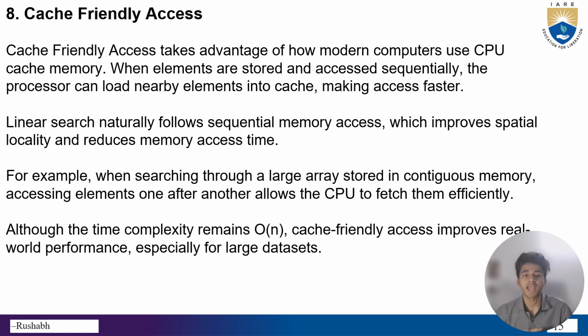Cache-friendly access. Cache-friendly access takes advantage of how modern computers use CPU cache memory. When elements are stored and accessed sequentially, the processor can load nearby elements into cache, making access faster. Linear search naturally follows sequential memory access, which improves spatial locality and reduces memory access time. For example, when searching through a large array stored in contiguous memory, accessing elements one after the other allows the CPU to fetch them efficiently.